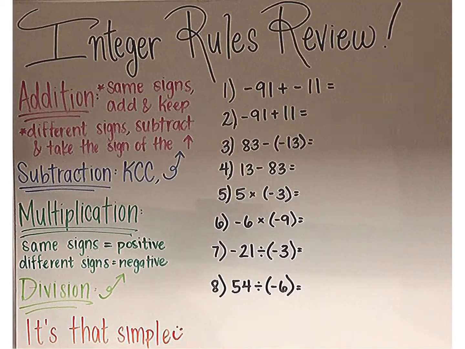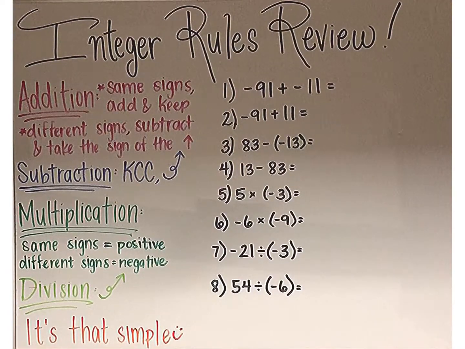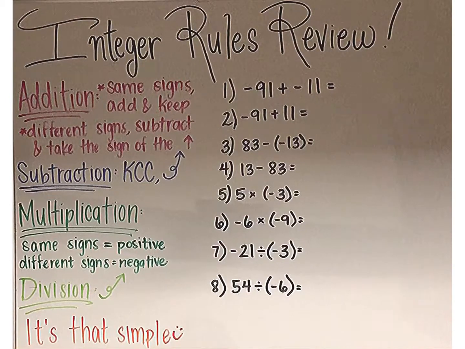Starting with addition. The first rule we need to remember is same signs, add and keep, which means if we have two positive numbers or two negative numbers, we're going to add the number values and keep either the positive or the negative sign. If we have different signs, we have to subtract our two numbers and then take the sign of the number with the higher absolute value. And remember, absolute value is a number's distance from zero.